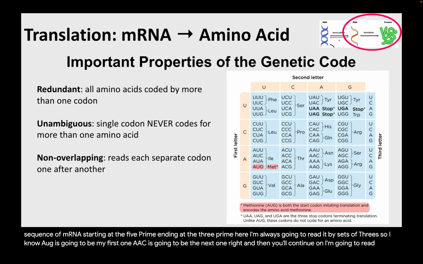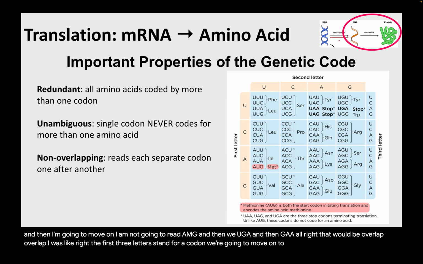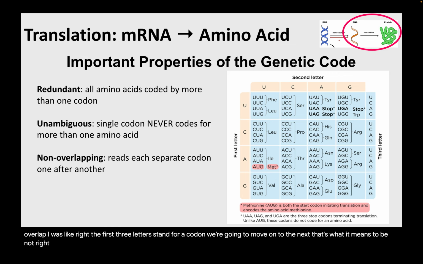I'm going to read AUG, and then I'm going to move on. I am not going to read AUG, and then read UGA, and then GAA. That would be overlapping. We're never going to overlap our letters. The first 3 letters stand for a codon, and we're going to move on to the next. That's what it means to be non-overlapping. So instead of reading AUG, and then UGA, and then GAA, we're just reading it by sets of 3. They're not overlapping. Once a letter is used, it's not part of any other codon.